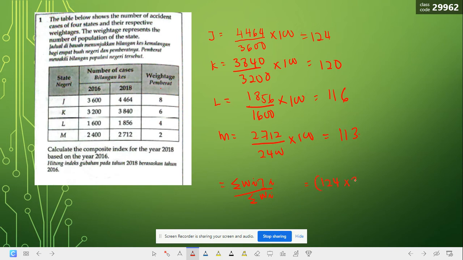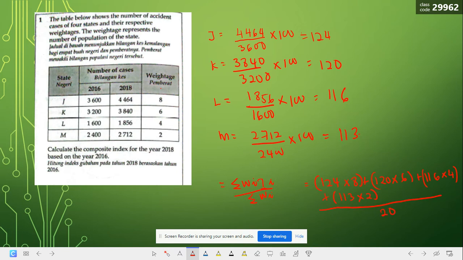So 124 times 8 plus 120 times 6, plus 116 times 4, and the last one is 113 times 2, right? So then divide by the total weight, 8 plus 6 plus 4 plus 2, which is 20.